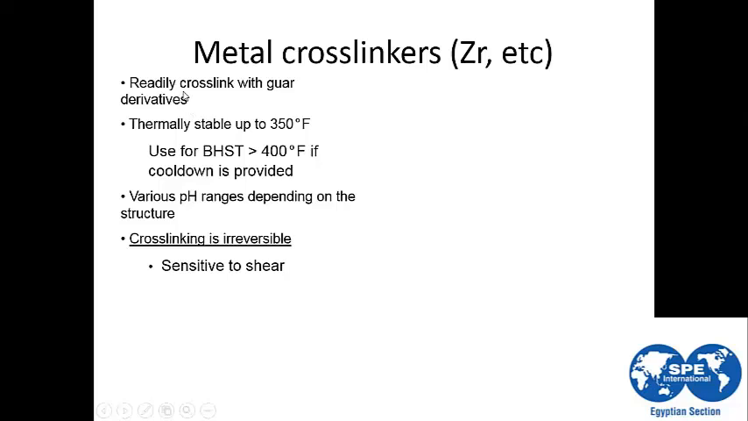The metal crosslinking is usually used with derivative guar systems like CMHPG, especially because it is applied for high temperature cases. It has a wide pH range to create the crosslinking. It is not sensitive to the pH value like the borate system. The crosslinking is not reversible, so it is sensitive to shear.